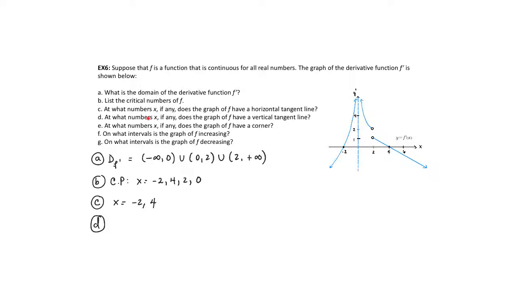D, at what numbers, x, if any, does the graph of f have a vertical tangent line? To have a vertical tangent line means that, for example, f could look like this. Imagine something like that, right? And we're going to assume that it happens at this particular value right here. So you notice how the tangent lines are increasing, increasing, increasing, getting almost vertical. In this case, same thing over here. And pretty much the tangent line becomes vertical.